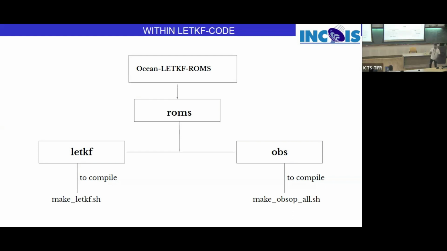If you provide correctly your machine name, your Fortran compiler and your netcdf libraries, okay, then you should be able to compile both make letkf.sh and make observeall.sh. Both shall run successfully. This will help you to compile the codes. Okay? Great.